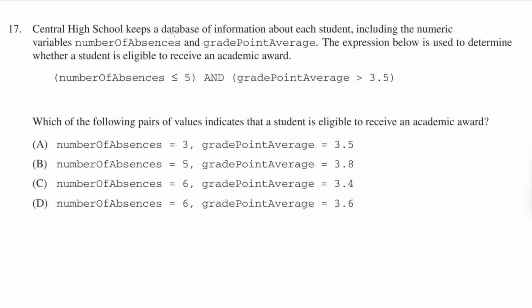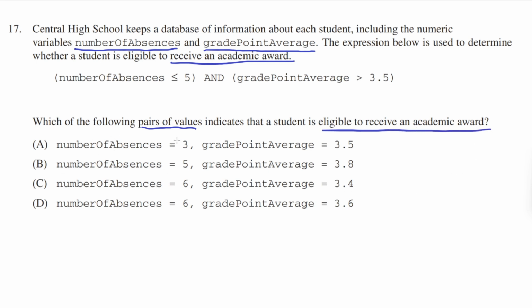Central High School keeps a database of information about each student, including the numeric variables number of absences and grade point average. The expression below is used to determine whether a student is eligible to receive an academic award. Which of the following pairs of values indicates that a student is eligible to receive an academic award?